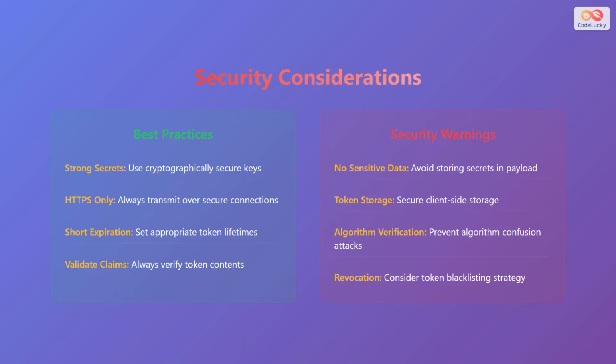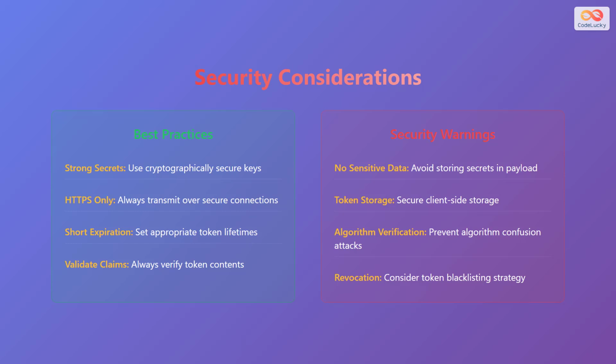Now, let's address some important security considerations when working with JWTs. Some best practices include using strong secrets, employing cryptographically secure keys, using HTTPS only, always transmitting tokens over secure connections, setting short expiration times, configuring appropriate token lifetimes, and validating claims, always verifying the token's contents.